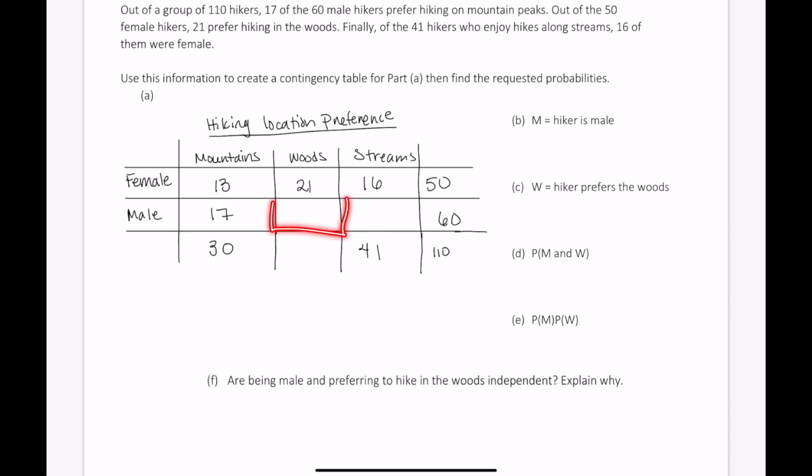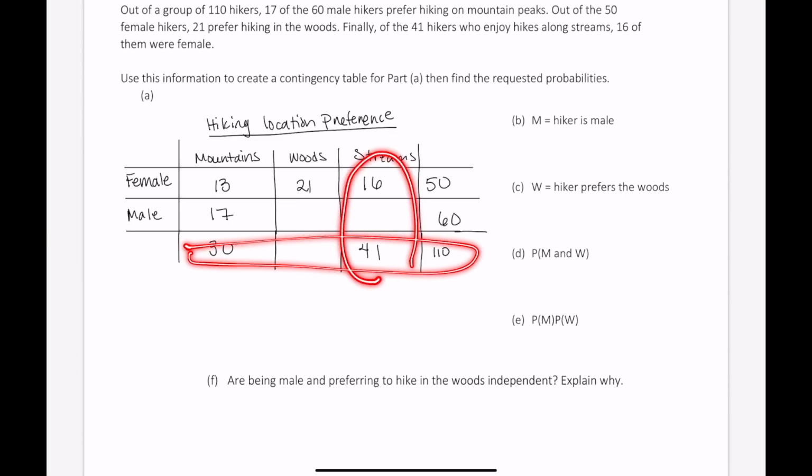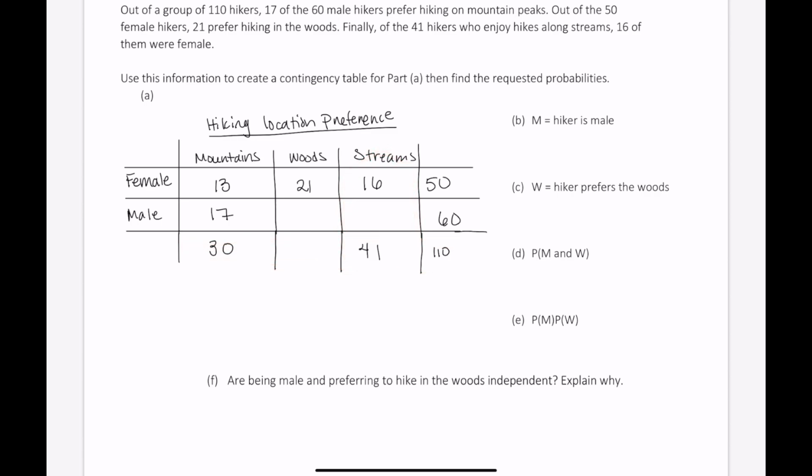So what about here, male hikers who prefer the woods? It doesn't look like I have quite enough information for this one yet because I have 2 blanks here. So let's look for something where we only have 1 blank. You can either go here or here. So this one here seems fairly easy. Let's do 41 minus 16, and that gives us 25.